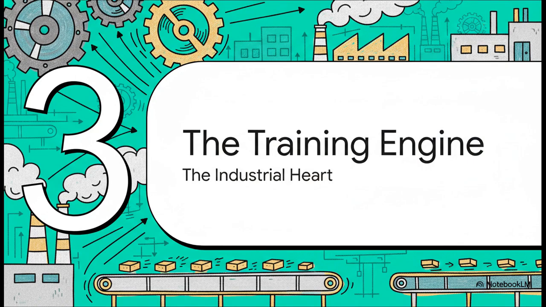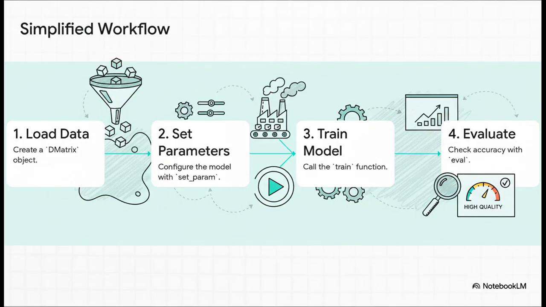So now that we've seen the foundation, let's go visit the industrial heart of the city, the training engine. This is where all that raw data gets processed and where the actual model construction happens. This is the factory floor. This right here is a pretty typical workflow on that factory floor. First, you load your data into that specialized DMatrix for top-notch efficiency. Then you set your parameters. That's how you tell the factory exactly what kind of model you want to build. Hitting the train function starts up all the machinery, and finally, eval lets you do a little quality control to see how well your shiny new model performs.